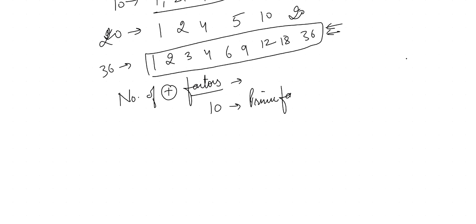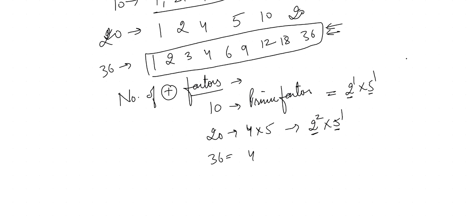For example, 10 is 2 raised to power 1 into 5 raised to power 1. 20 is what? 4 into 5. But 4 is not prime, so we'll write it as 2 raised to power 2 into 5 raised to power 1. These numbers must be prime, 2 and 5. For example, 36. 36 is 4 into 9. 4 is not prime, 9 is not prime, so we break them further, 2 square into 3 square. These two base numbers must be prime. That's the whole idea.